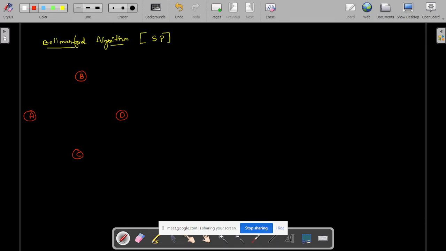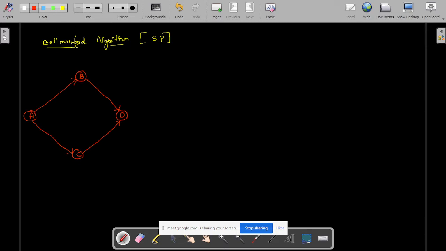Fine. A to B, I have a connection. When you see such a direction, it is called directed. From B to D, I have a connection. From C to D, I have a connection. From A to C, I have a connection. This clearly indicates it is a directed graph.